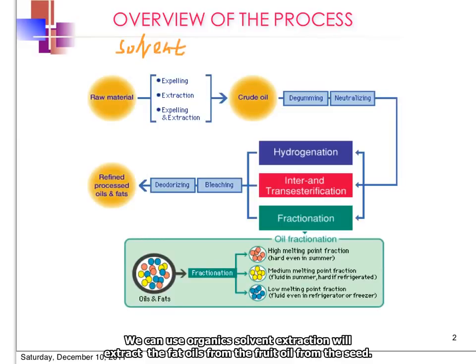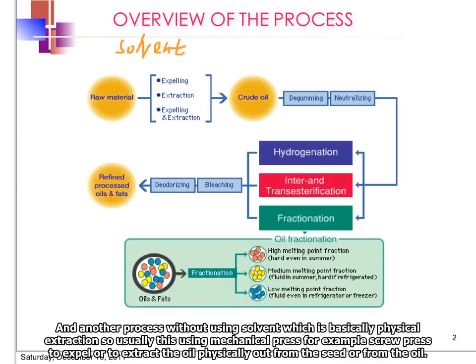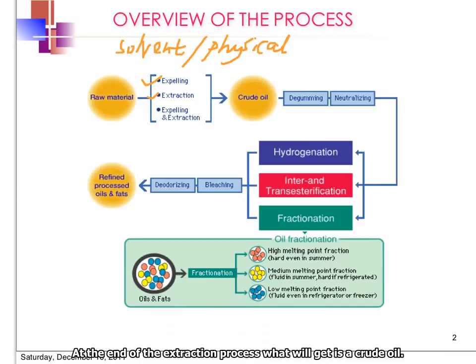So this is solvent extraction, which will extract the fat or the oil from the fruits or from the seed. And another process is without using solvent, which we call physical extraction. Usually this is using a mechanical press, for example a screw press, to expel or to extract the oil physically out from the seed or from the fruit. At the end of the extraction process, what we'll get is the crude oil.